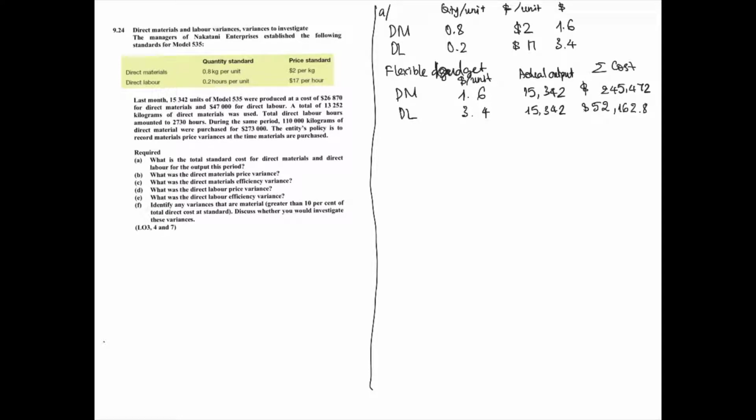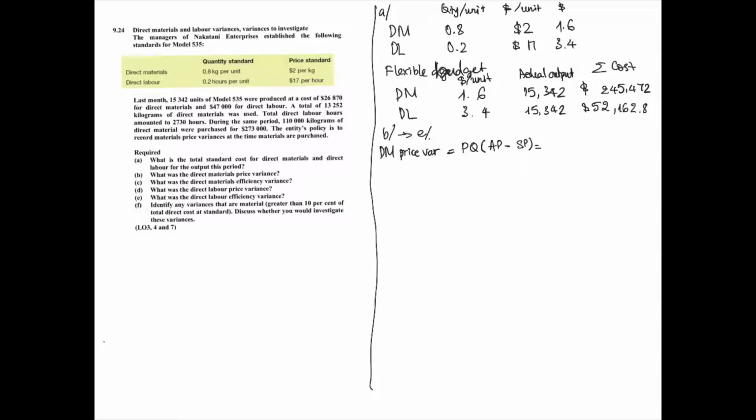Okay, now we move to part B to E. The first one would be direct material price variance. Remember, I tell you, whenever we calculate the price variance, we use the purchase quantity. So purchase quantity times actual price minus standard price.